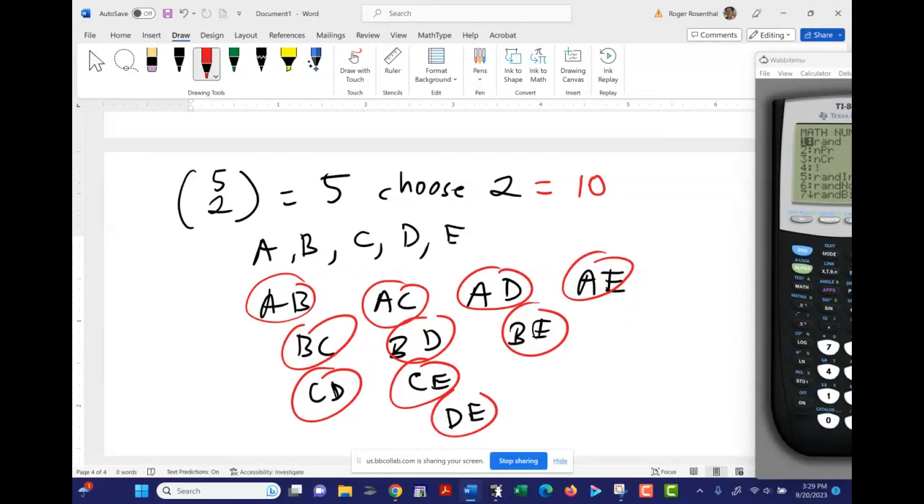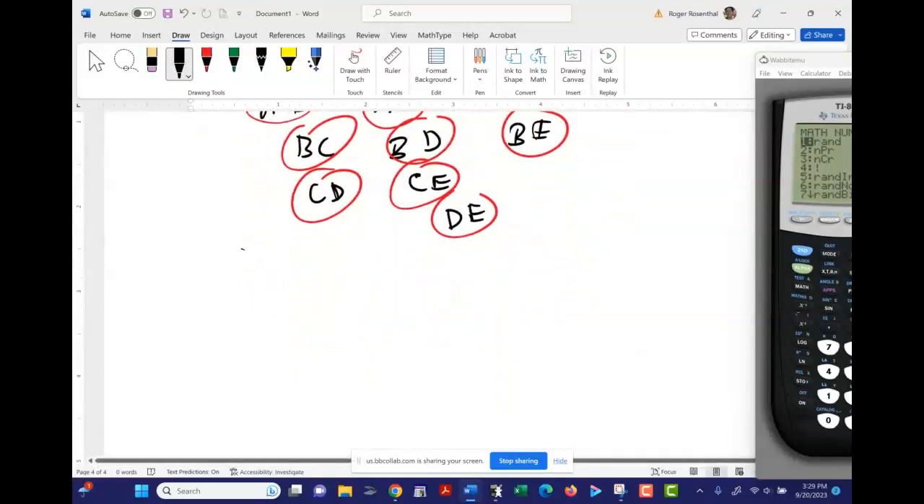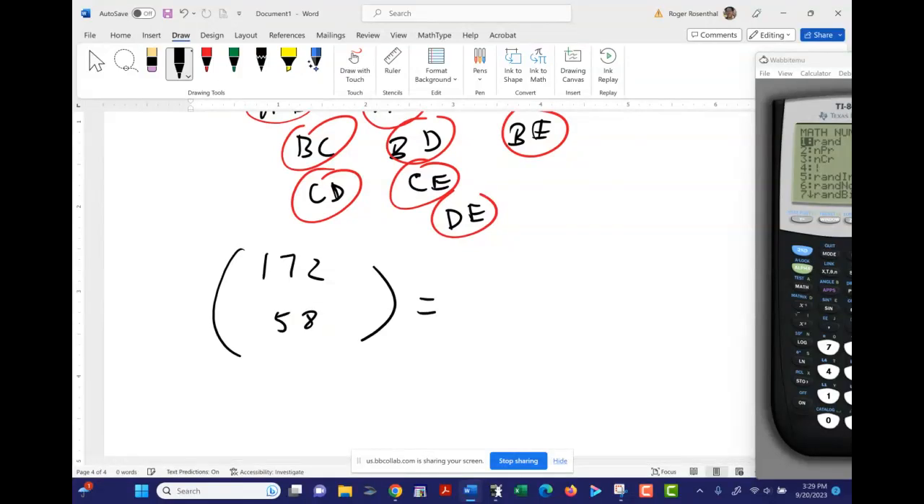It tells you the number of ways of choosing this many objects from a group of that size, and that always works. In other words, if you were computing 172 choose 58, whatever that answer is, I don't even want to know, but that would tell you the number of ways you could take 172 objects and choose 58 of them.